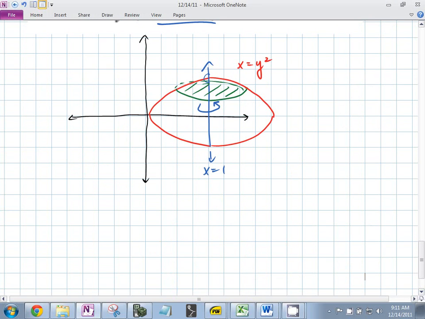Are we going to be integrating with respect to x or y? y. You can see that because the slice is perpendicular to the y-axis, so it's dy. Correct?